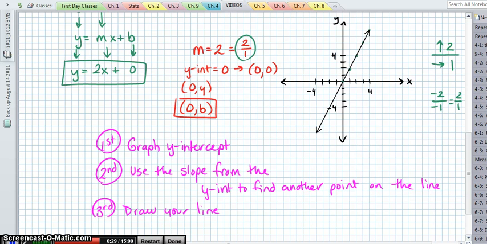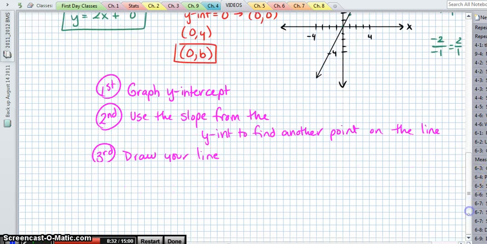Let's just take a look at another example. So let's say I gave you an equation that looks like this. y equals negative 3/5 x minus 7.